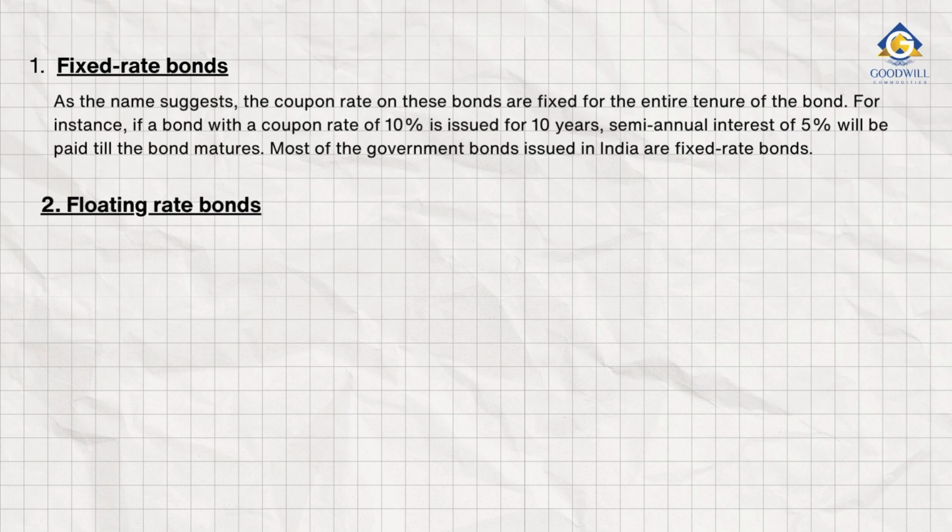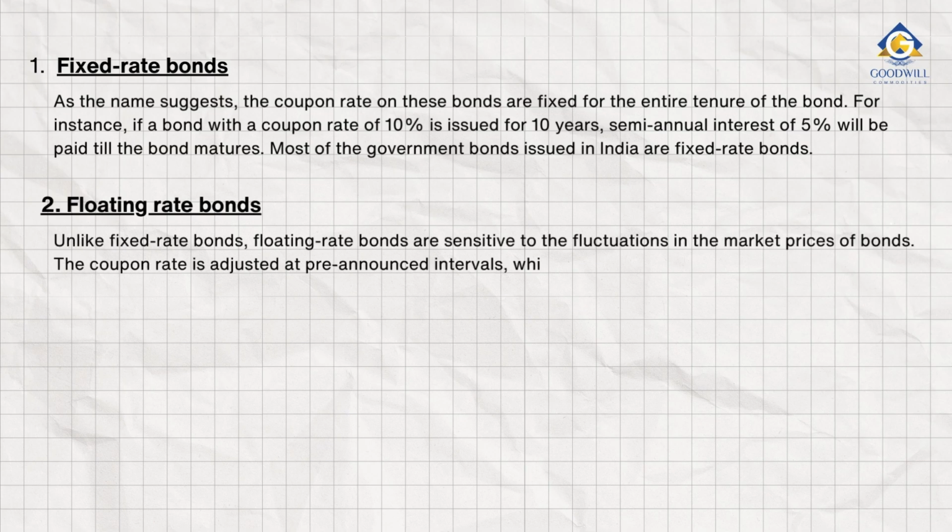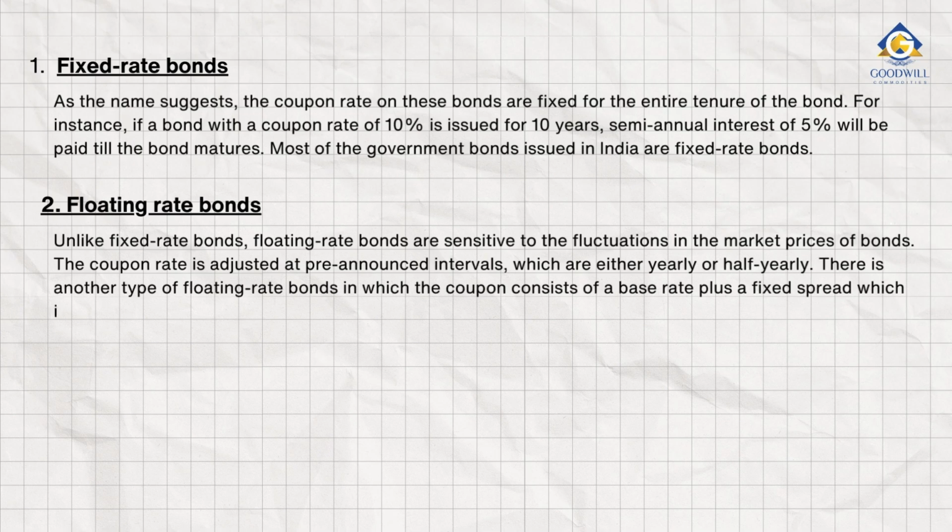2. Floating-rate bonds. Unlike fixed-rate bonds, floating-rate bonds are sensitive to the fluctuations in the market prices of bonds. The coupon rate is adjusted at pre-announced intervals, which are either yearly or half-yearly. There is another type of floating-rate bonds in which the coupon consists of a base rate plus a fixed spread, which is determined by means of an auction.